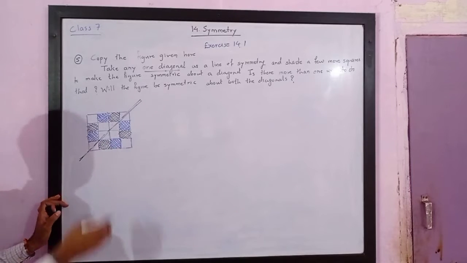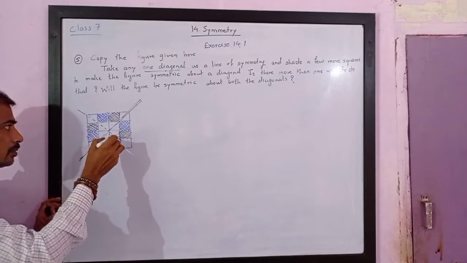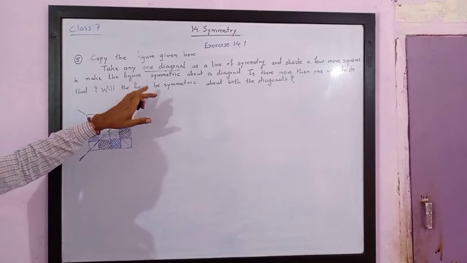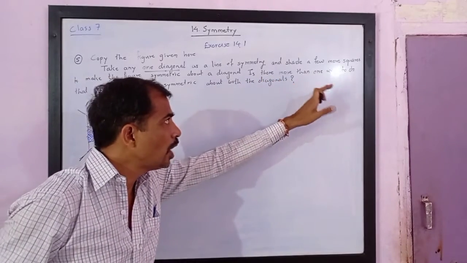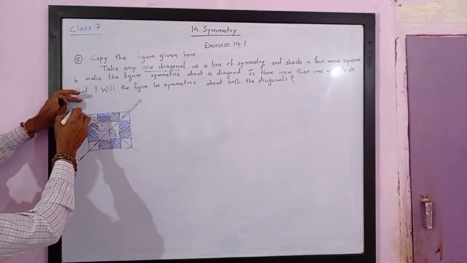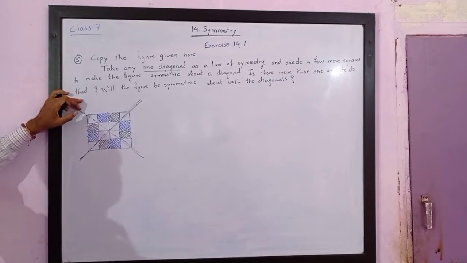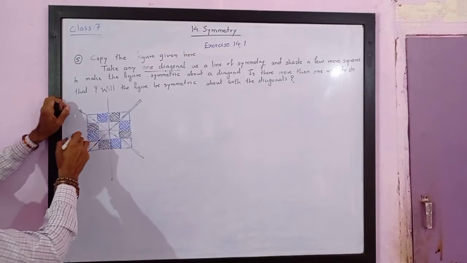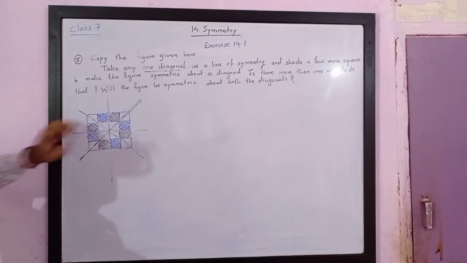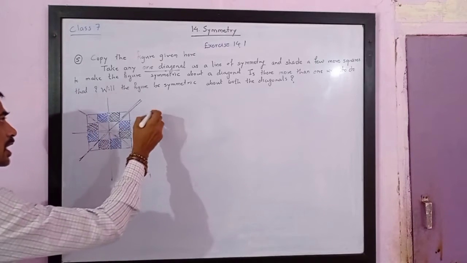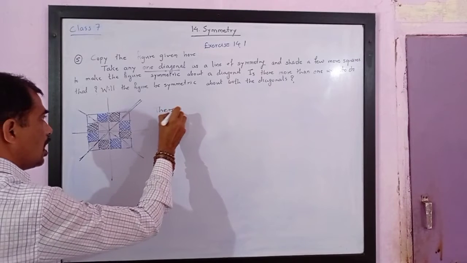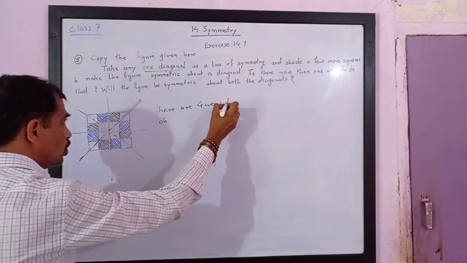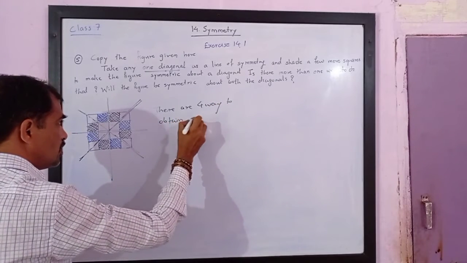Now please note that even if you fold it like this, you will get the same figure. It means, is there more than one way to do that? So if you draw it like this also, you will get the same figure. So there are two ways. Now if you fold it like this also, you will notice that you will get the same figure. So there are four ways to obtain the same figure.